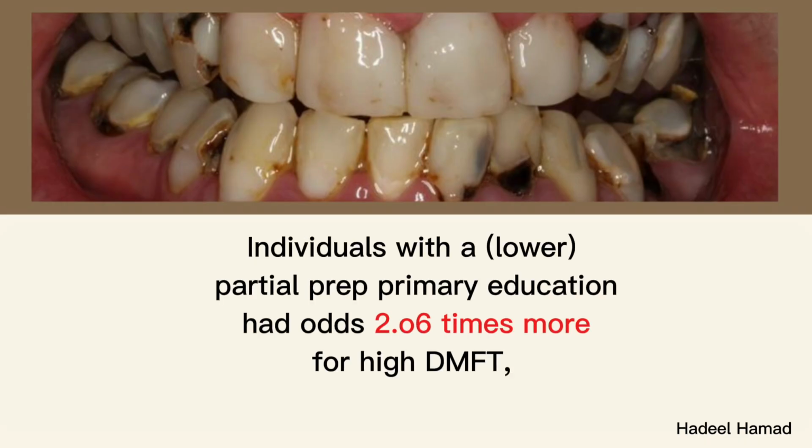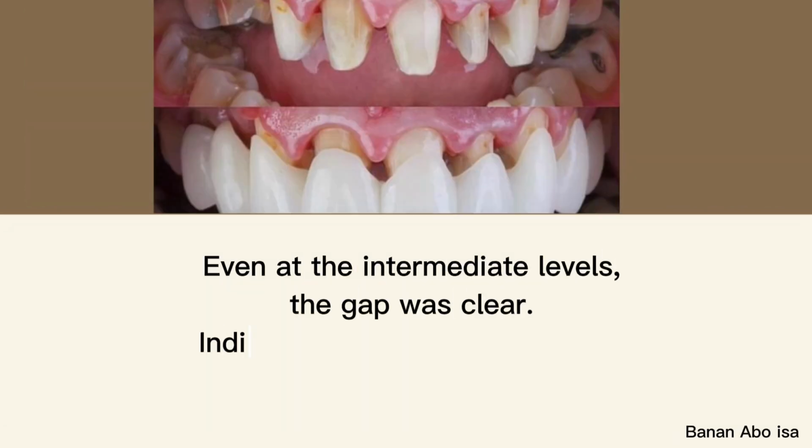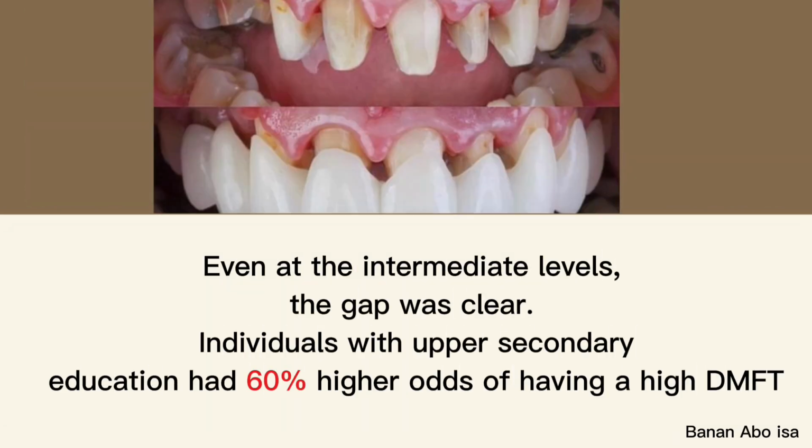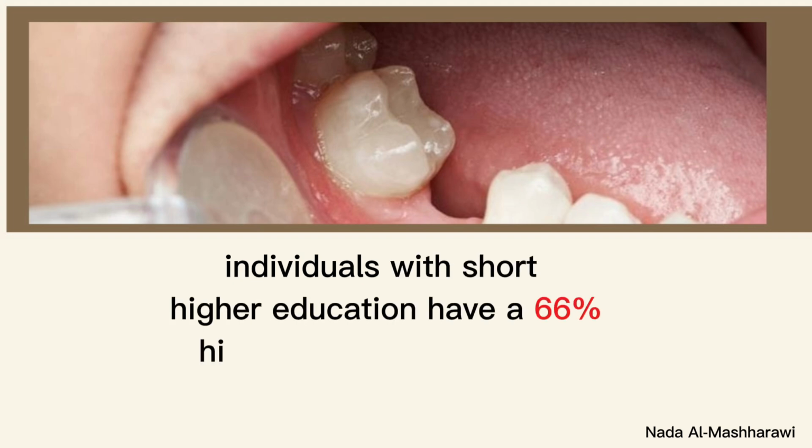Individuals with lower secondary or partial primary education had 2.06 times higher odds of high DMFT compared to their counterparts with higher education. Even at the intermediate level, the gap was clear. Individuals with upper secondary education had 60% higher odds of having a high DMFT. Individuals with short higher education had 66% higher odds of having a high DMFT.